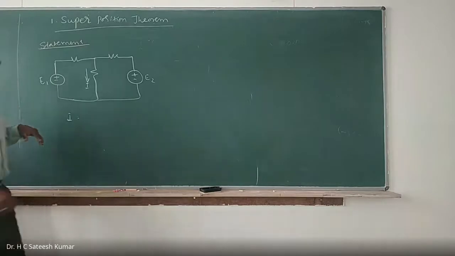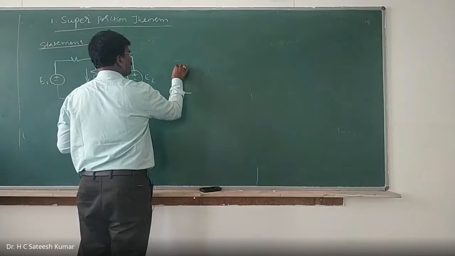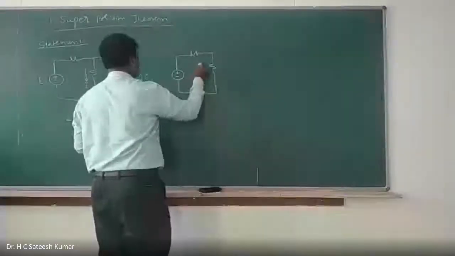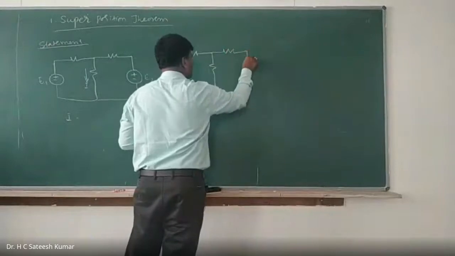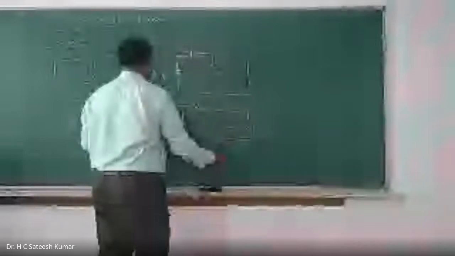What do you mean by individually? That means first you consider one source, and the other one you make 0. This is E2, and the response when only the second one is acting, I'll call it I2.